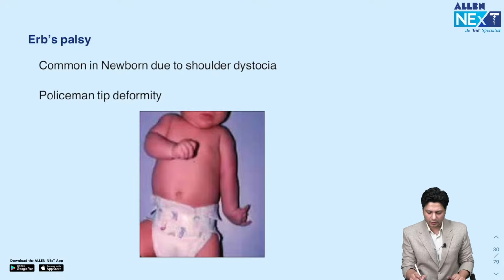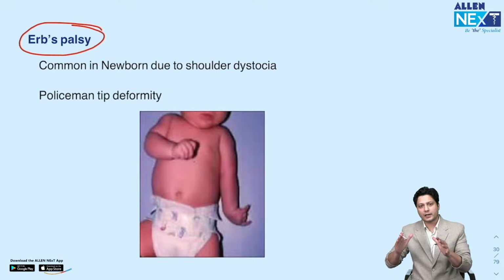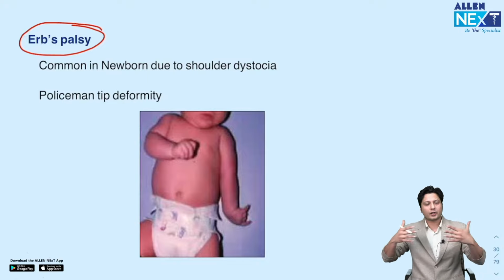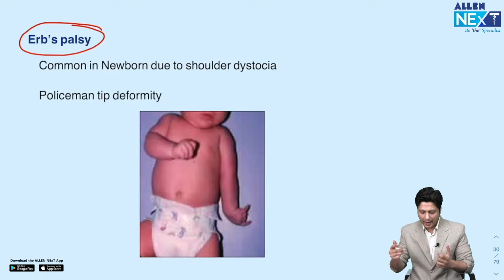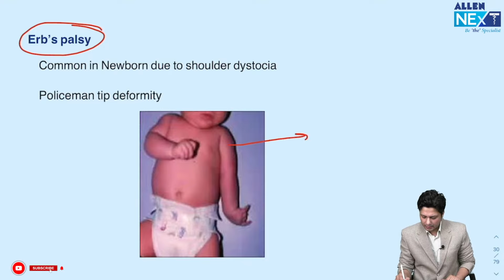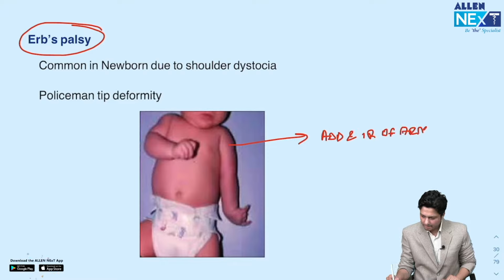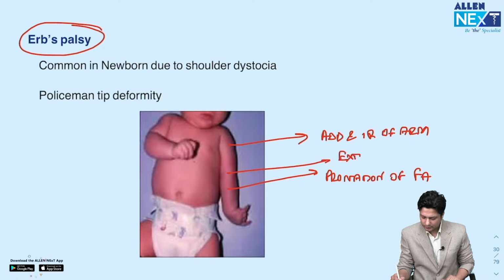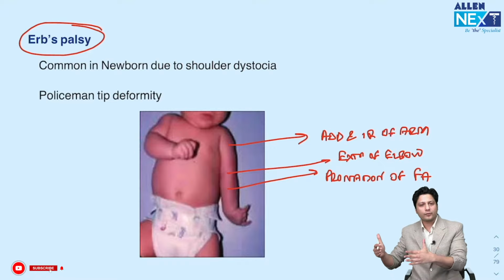Then we have another question like Erb's palsy. Erb's palsy related questions are very common or likely to be asked in your examination. The reason is very simple: it is a very common phenomenon where the upper trunk of the brachial plexus might get stretched, and it leads to adduction and internal rotation of the arm, and it might result in pronation of the forearm, with the extension of the elbow. These are the clinical features of Erb's palsy.